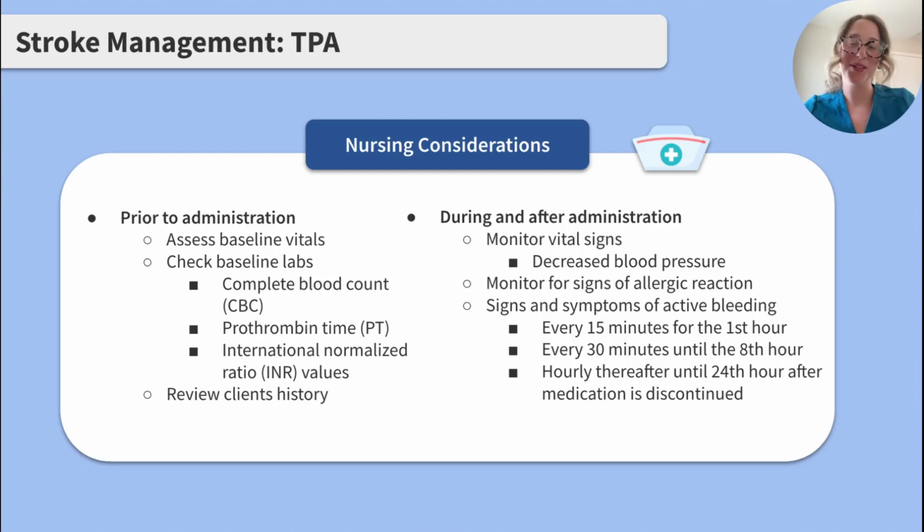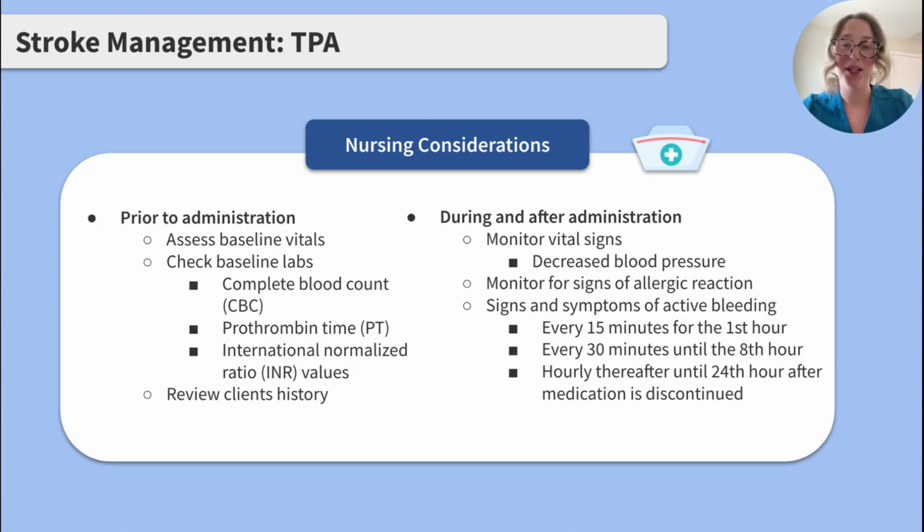A few nursing considerations to keep in mind. Prior to administration, you're going to want a set of baseline vitals and baseline labs, potentially including a CBC, PT, and INR. And you're going to want to review the client's history for any of those contraindications we discussed, such as a recent surgery or active internal bleeding.